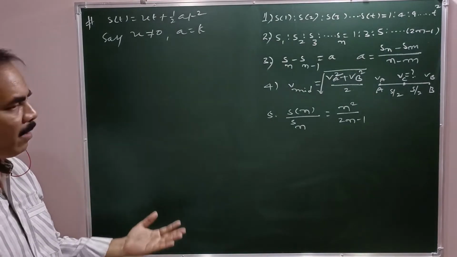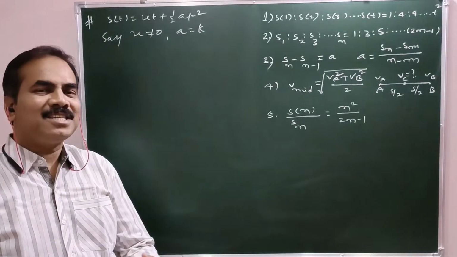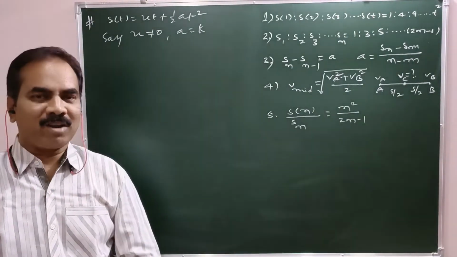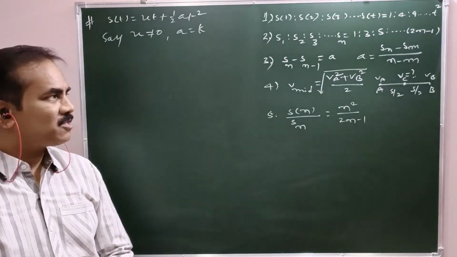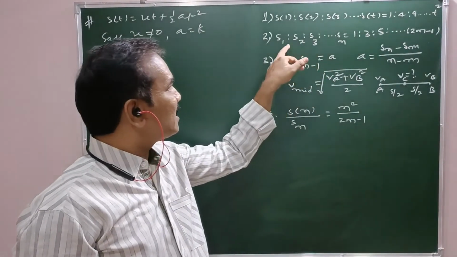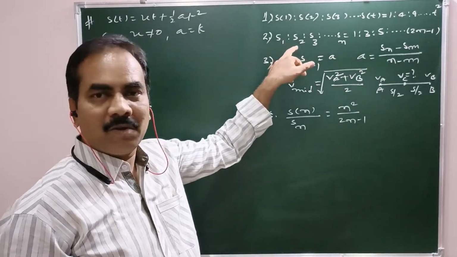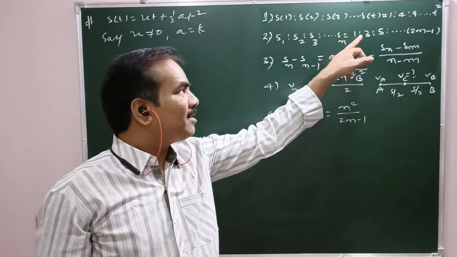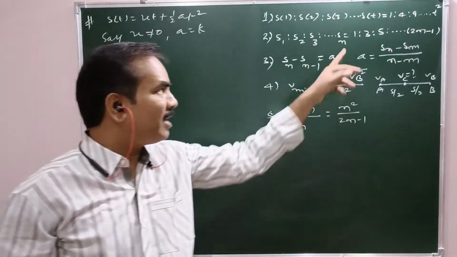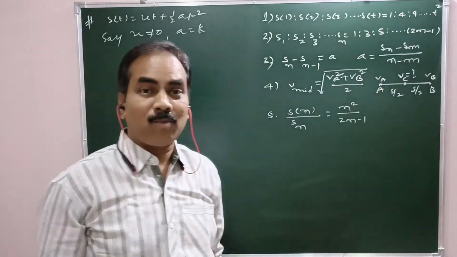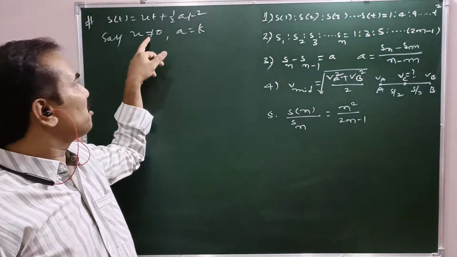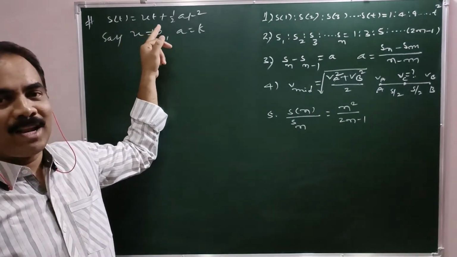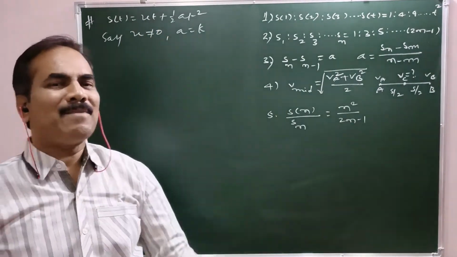Now I want to describe distances covered in consecutive equal time intervals. Consecutive equal time intervals means what should be the ratio here in case of u equal to 0? In case of u equal to 0, this is the ratio of distances covered in successive consecutive time intervals, 1:3:5 and so on, provided u is 0. But here u is not equal to 0, and we are asking the distances covered in successive equal time intervals.